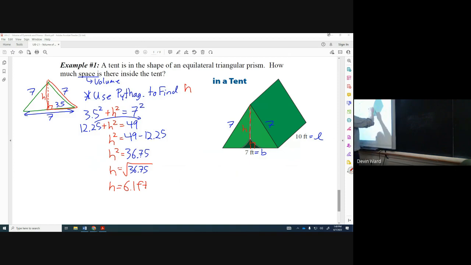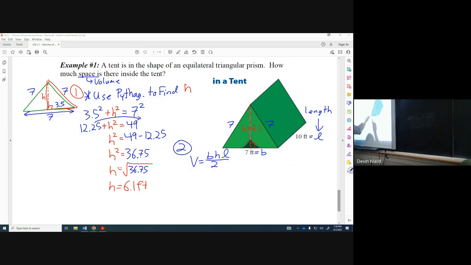So now I can write that my height equals 6.1, and now I can find the volume. All right? So this was step one. I need to find out what my height was. Now step two, gonna be nice and easy. I can find volume. So volume equals base times height times length. Sorry, I forgot to mention this curly L is length. The reason I use a cursive L is to show that it's L, not 1. Okay? So I forgot to mention that earlier.